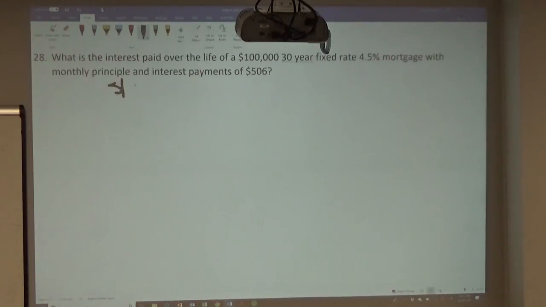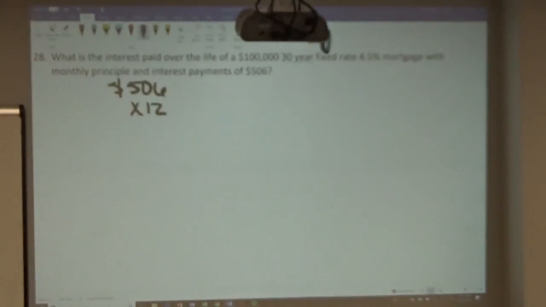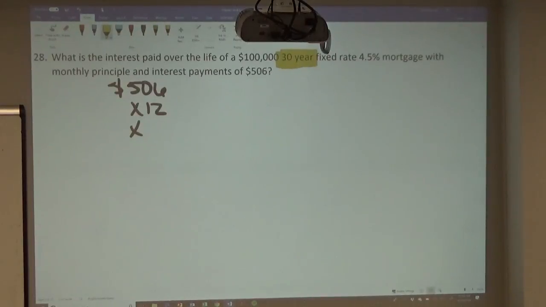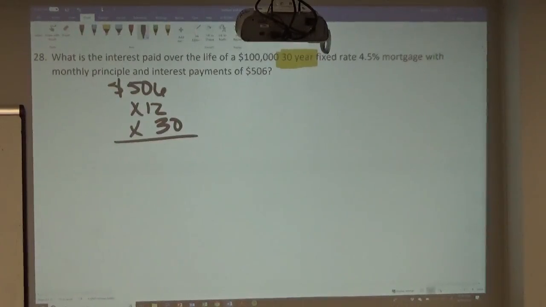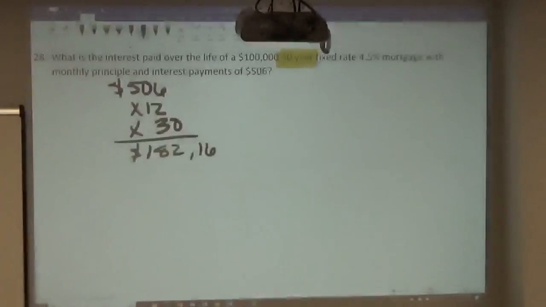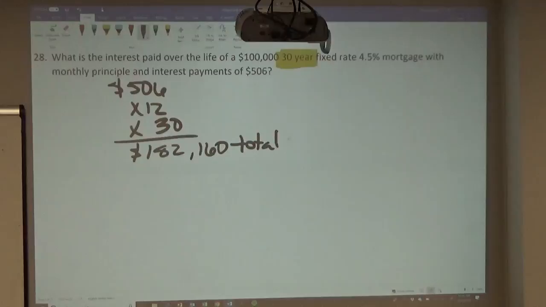We pay $506 per month. And there are 12 months a year, so we can calculate how much we pay annually. And we're going to make that payment for 30 years in this case. So that's going to be times 30 years. So 506 times 12 times 30 equals $182,160 total. And that's principal and interest, because that was a PI payment they gave us up here, this 506.